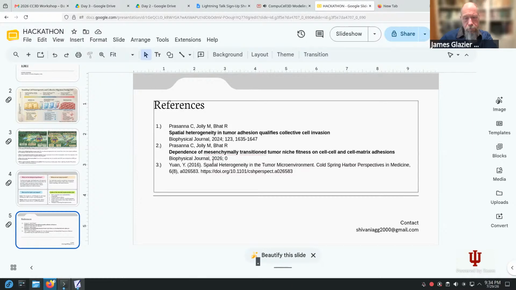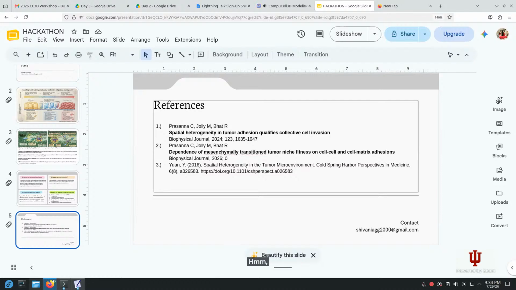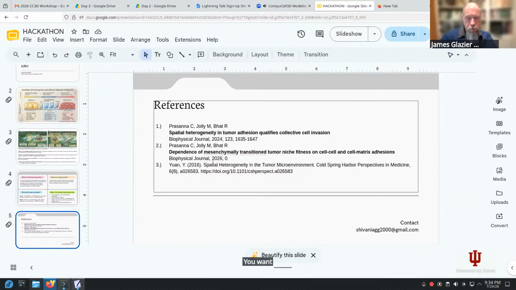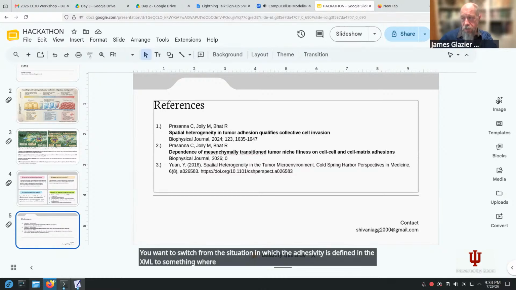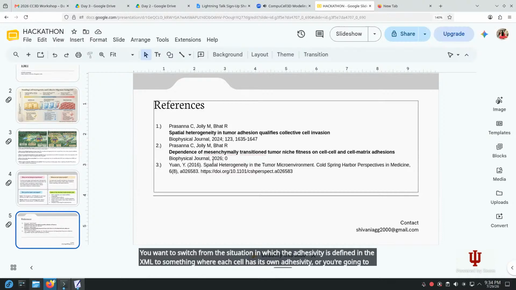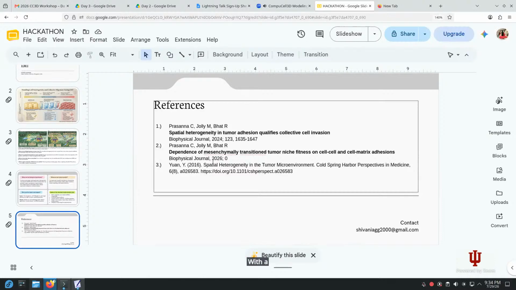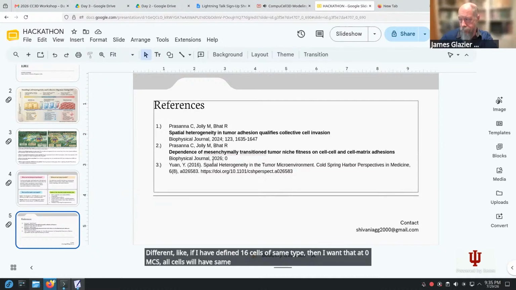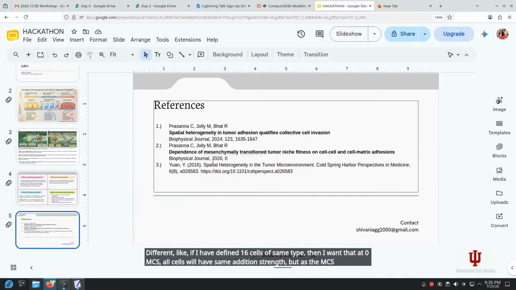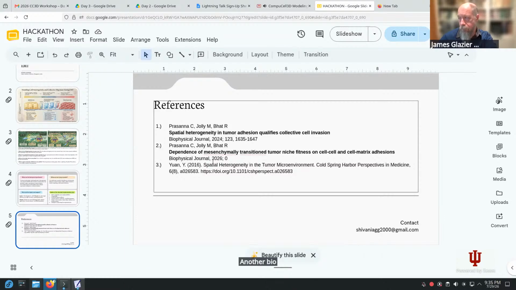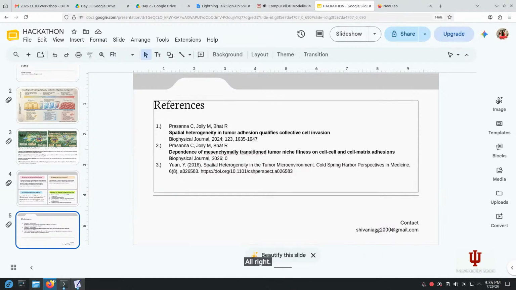I had one or two questions here. So you want to switch from a situation in which the adhesivity is defined in the XML to something where each cell has its own adhesivity, or are you going to leave the cells with a shared adhesivity? Different: if I have defined 16 cells of the same type, then at 0 MCS all cells will have the same adhesion strength, but as the MCS proceeds, maybe due to environmental factors or another biochemical or biophysical cues, those adhesion strengths dynamically vary for each cell.